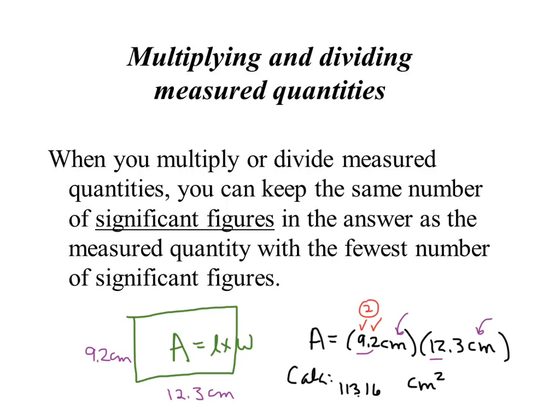There are 2. Very good. How many significant figures in 12.3? 3. There are 3. Quite simply, all you need to do is go with the 2. Does that make sense?